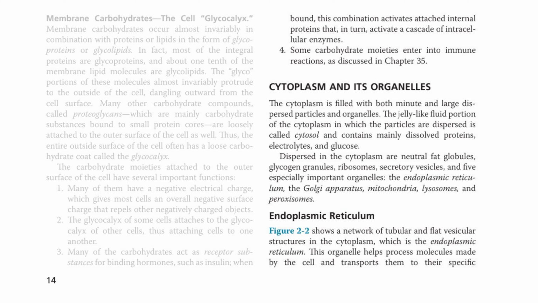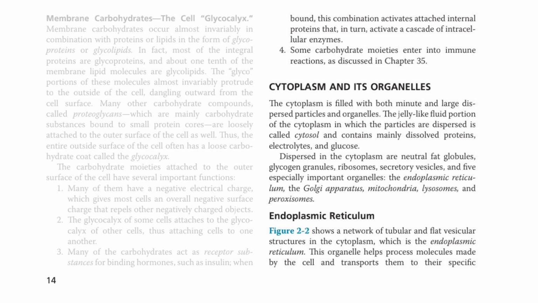Cytoplasm and its organelles. The cytoplasm is filled with both minute and large dispersed particles and organelles. The jelly-like fluid portion of the cytoplasm in which the particles are dispersed is called cytosol and contains mainly dissolved proteins, electrolytes, and glucose. Dispersed in the cytoplasm are neutral fat globules, glycogen granules, ribosomes, secretory vesicles, and 5 especially important organelles: the endoplasmic reticulum, the Golgi apparatus, mitochondria, lysosomes, and peroxisomes.